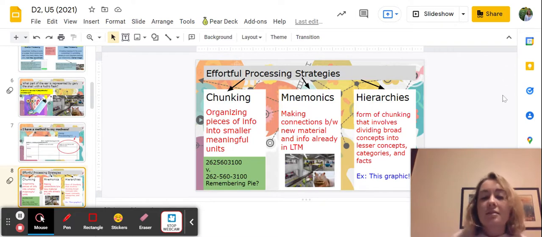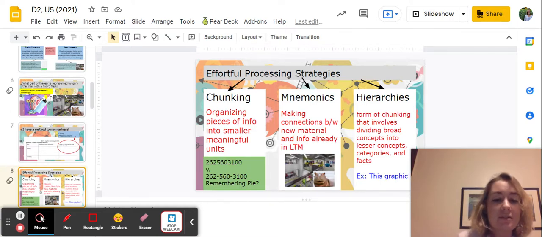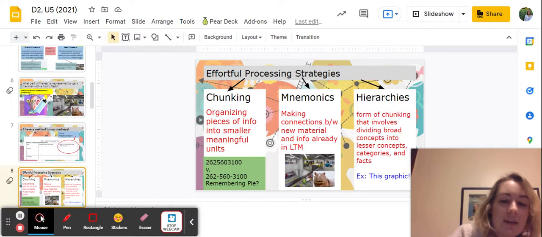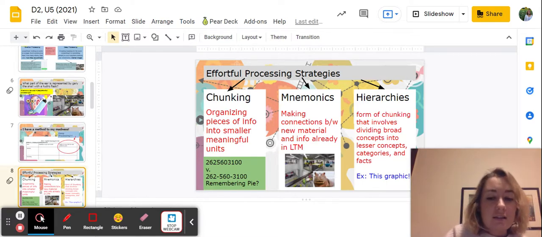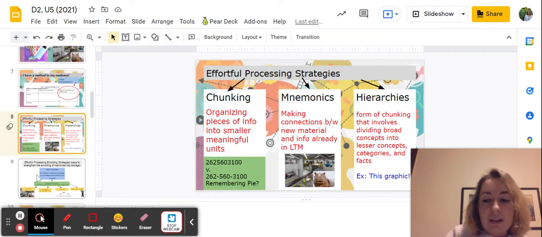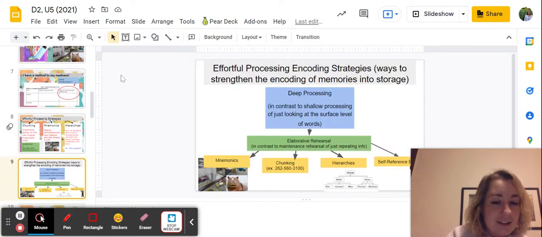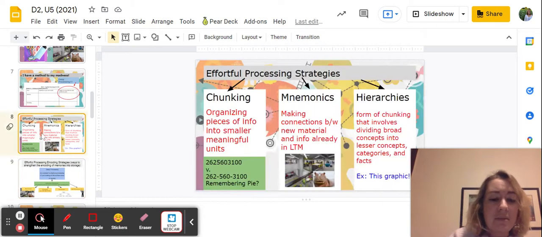And then hierarchies. So this is what I do in my concept maps all the time. And this graphic organizer is a form of this. It's a type of chunking that involves dividing broad categories into lesser concepts and categories, right? So creating those hierarchies. And that's what I'm doing here, right? Big categories, effortful processing strategies. These are the subcategories, right? Here is another hierarchy, right? And again, this helps us remember it better than just seeing a bunch of words on a page without a way of organizing it.